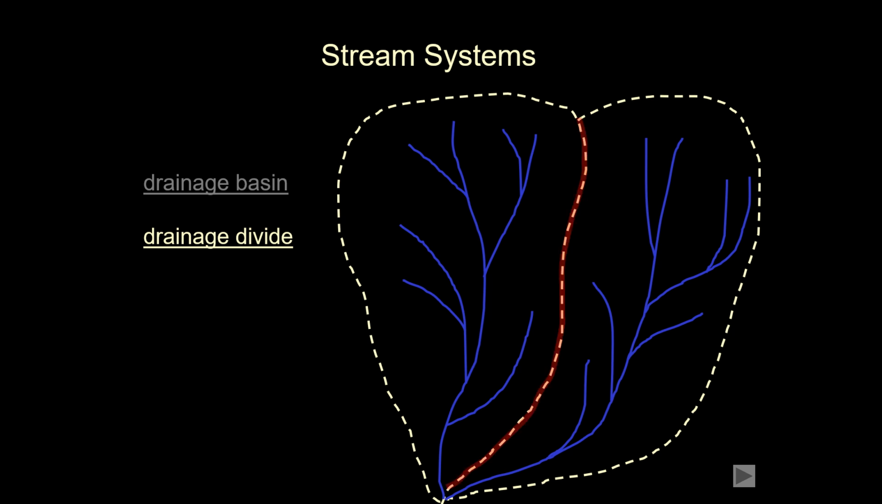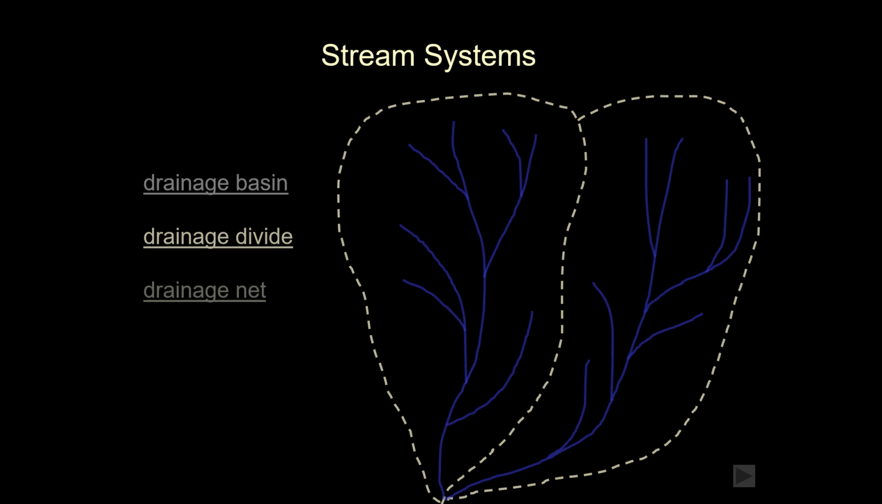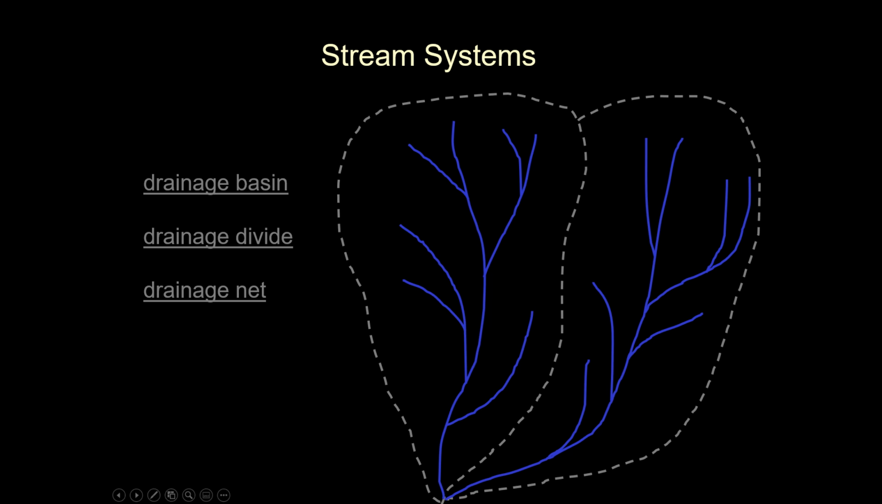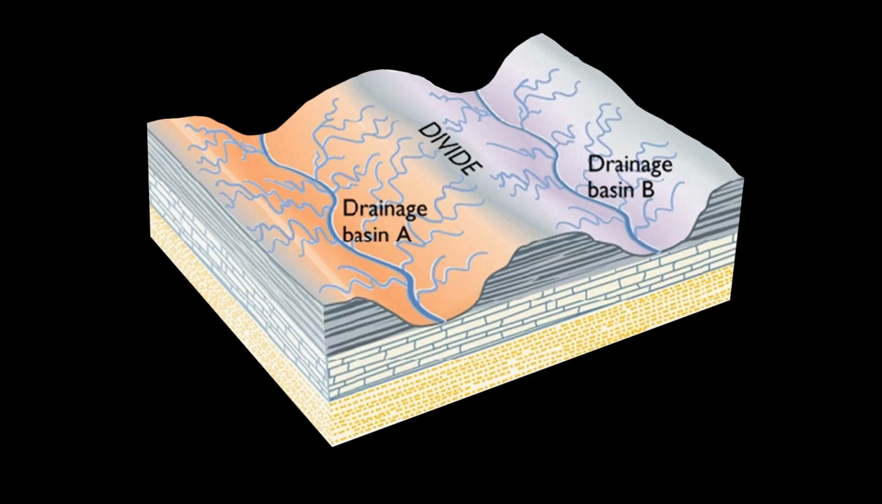So drainage divide, and we're going to talk about a special type of drainage divide that defines very large drainage basins, one that's called the continental divide. We'll talk about that in just a minute. Maybe you've heard of that. And then the drainage net is the actual network of streams that all come together to flow into a larger stream, the example here being flowing at the bottom of this slide. So that's drainage net, or the network of streams.